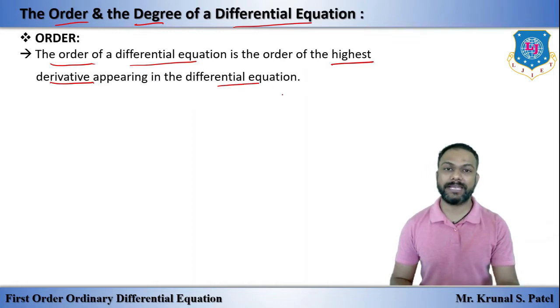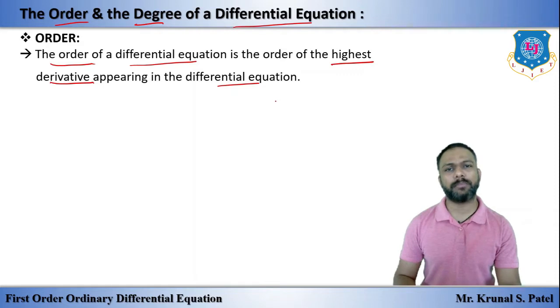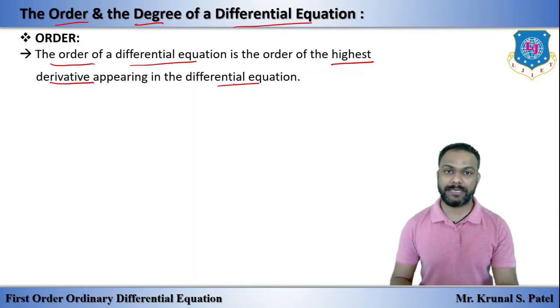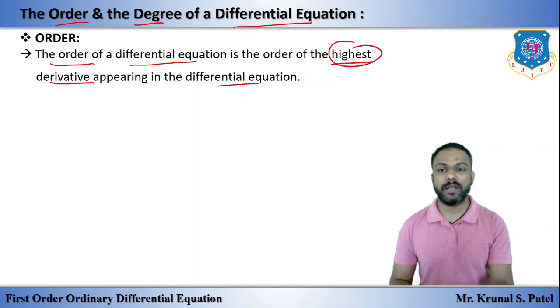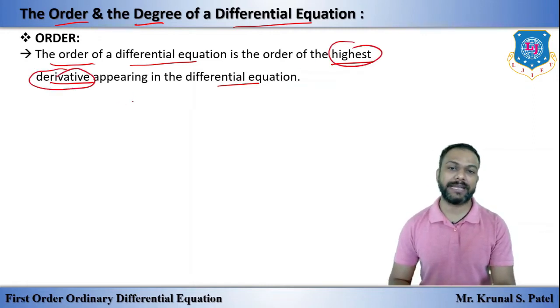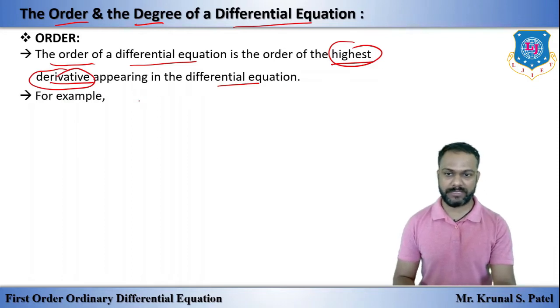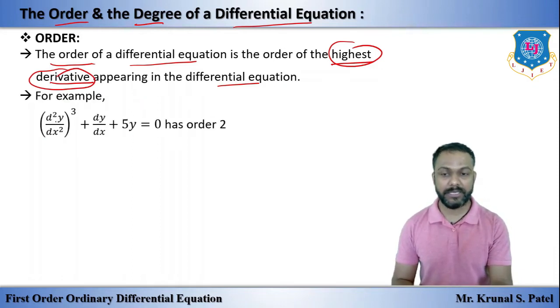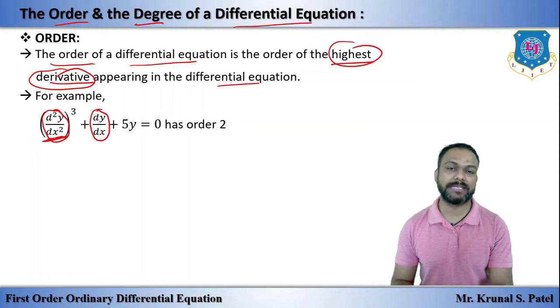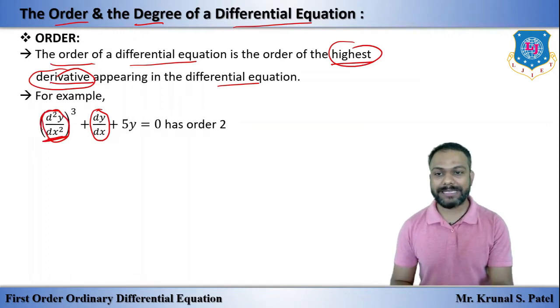If any differential equation, ODE or PDE, is given, what is the order of that differential equation? The highest order derivative appearing in that equation is called the order of the differential equation. For example, we have this differential equation. Here, this is a first order derivative dy by dx, and this is a second order derivative, and this is the highest derivative in this equation. So the highest derivative is of second order, which means second order is the order of this entire differential equation.